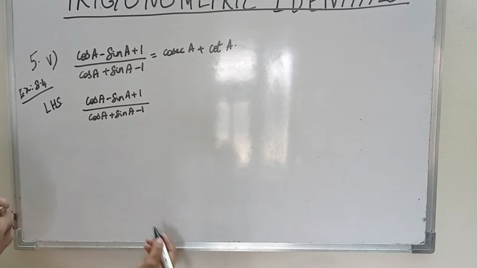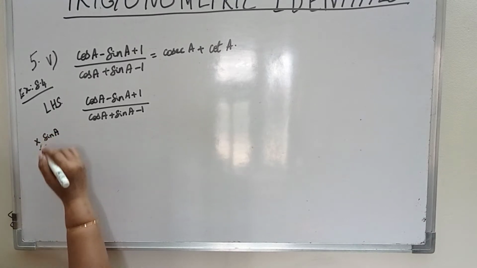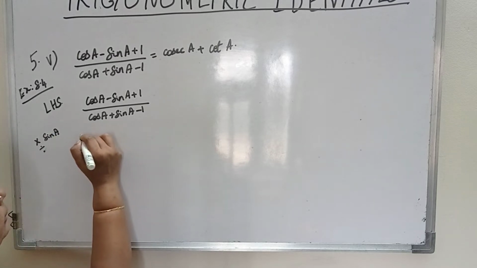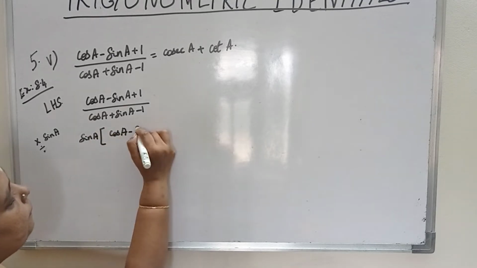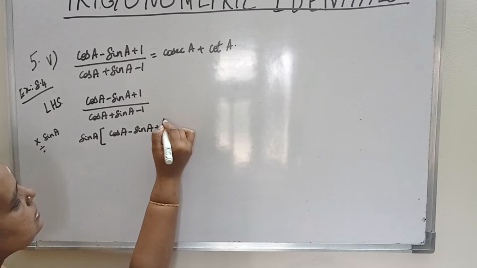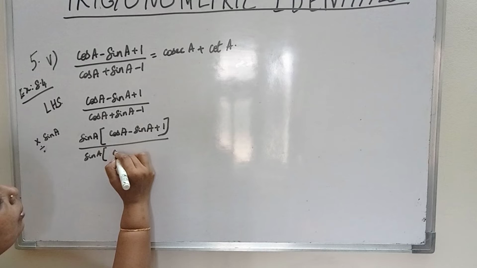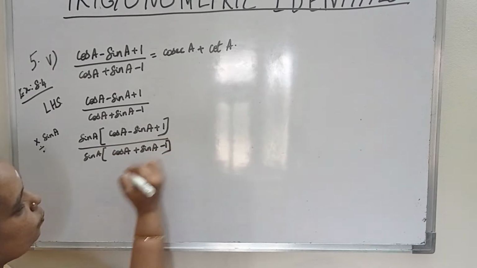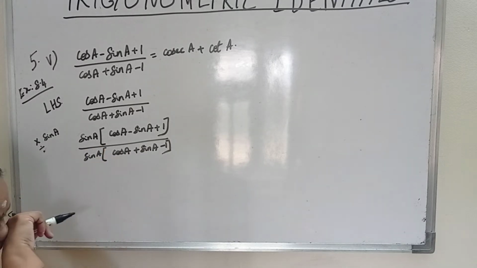So first of all, we are going to multiply and divide by sin A in both the numerator and the denominator. Multiply and divide by sin A, that is in both the numerator and denominator. So sin A into (cos A minus sin A plus 1) by sin A into (cos A plus sin A minus 1). We have multiplied and divided by sin A on both the numerator and denominator.